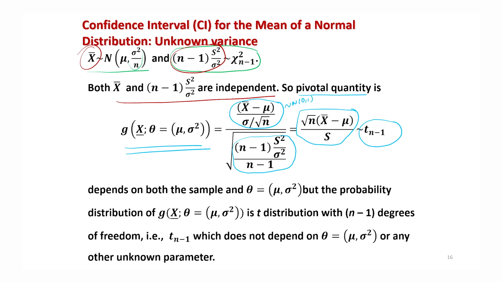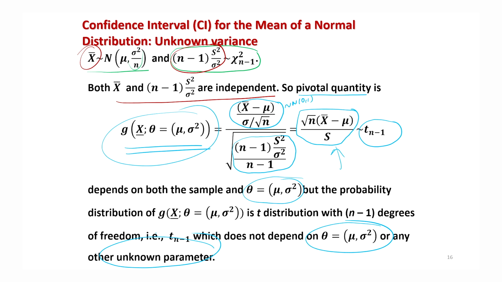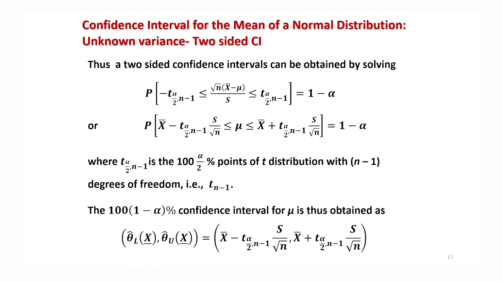You can see that both these parameters mu and sigma square are involved in the normal 0, 1 case, that is x bar minus mu upon sigma by root n. But this pivotal quantity g(x bar, theta), that is, square root of n x bar minus mu upon s, follows a t distribution with n minus 1 degrees of freedom, which is independent of any of the parameters mu or sigma square or any other unknown parameter. That is why I can use this statistic to construct my confidence interval.